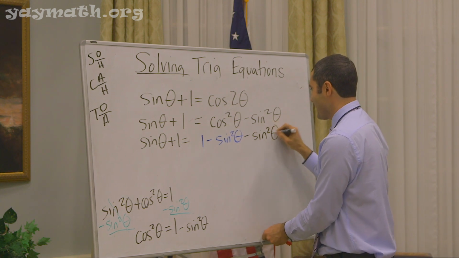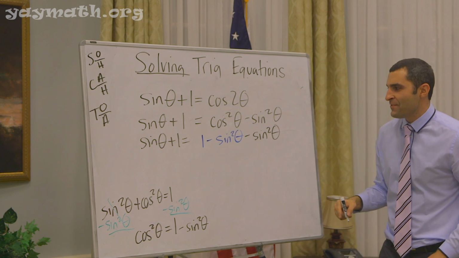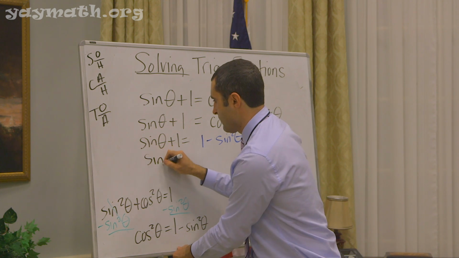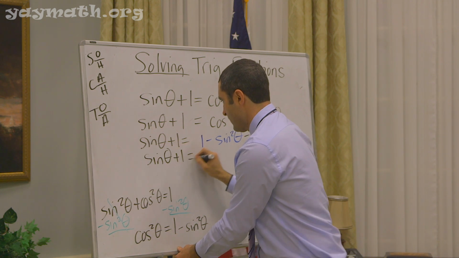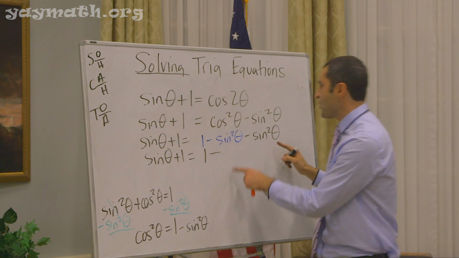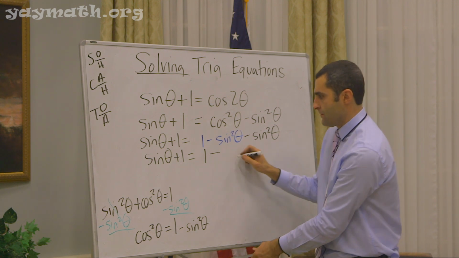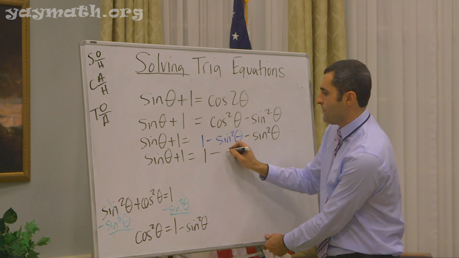We're doing it, friends. Combine like terms. So it becomes minus 2 sine theta, and then it's just 1 plus 1 equals 1 minus 2 sine squared. Okay, that makes sense, because they're both negative.